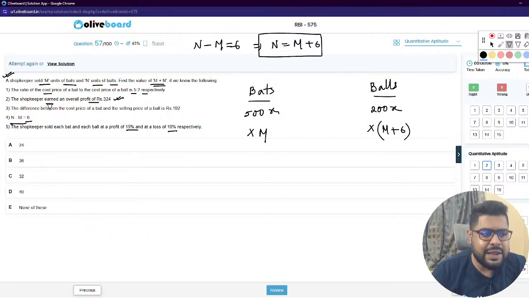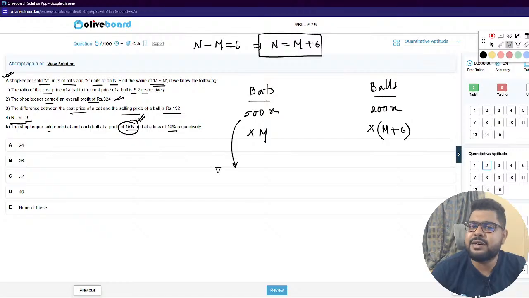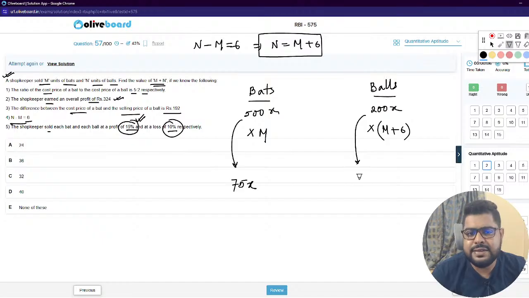Okay. Now the difference between the CP of a bat and the selling price of a ball is given. Acha. Sold each bat at a profit of 15%. 15% profit of 500, 5 15s are 75. 75x is the profit. Right? Acha, and the ball made a loss. Loss on ball is 10%. 10% loss meaning, sir, it is 20x loss.